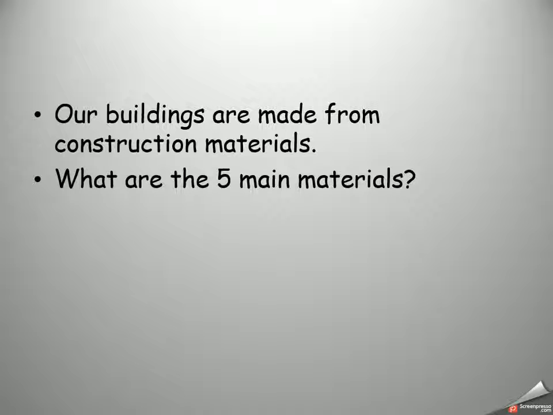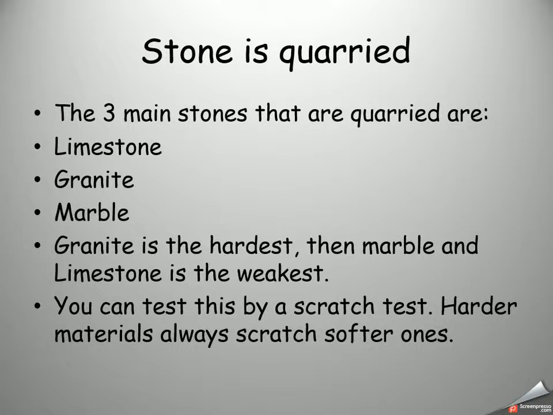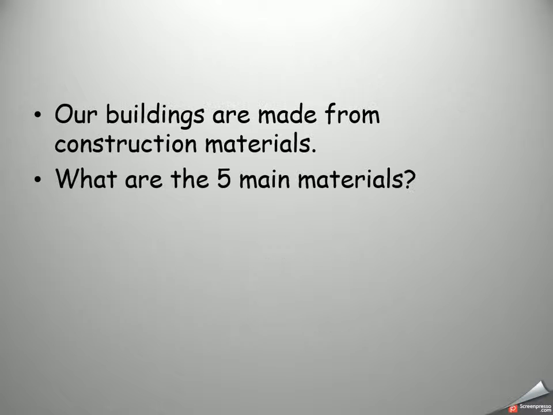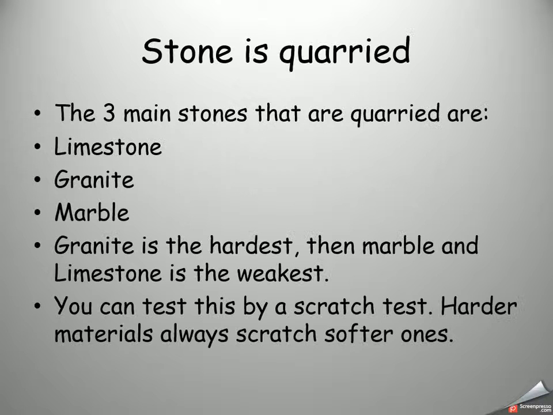Naughty. Okay, look at the 5 main materials. What are the 5 main materials? There are things like brick, concrete, steel. You've got marble, all sorts of glass, all sorts of materials. What are the 3 main materials quarried? Now, quarried just means dug out from the ground and used. But the 3 main stones that we quarry are limestone, granite, and marble.